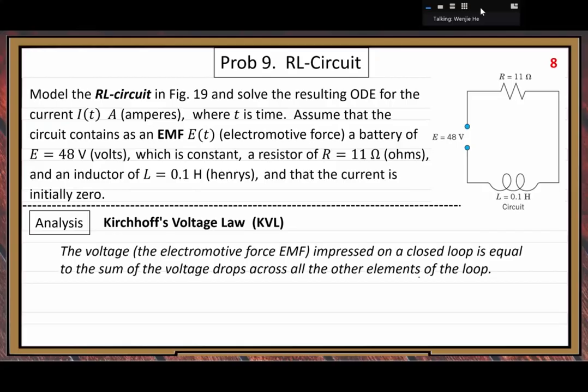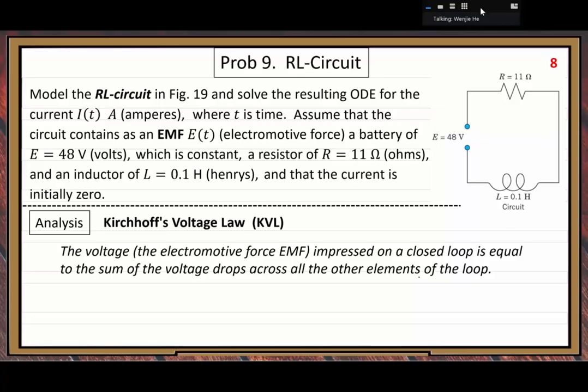First, we write this law. The voltage, the electromotive force, EMF, impressed on a closed loop is equal to the sum of the voltage drops: the voltage drop on the resistor and the voltage drop on the inductor, across all the other elements of the loop. That's so simple, right? That's Kirchhoff's voltage law.